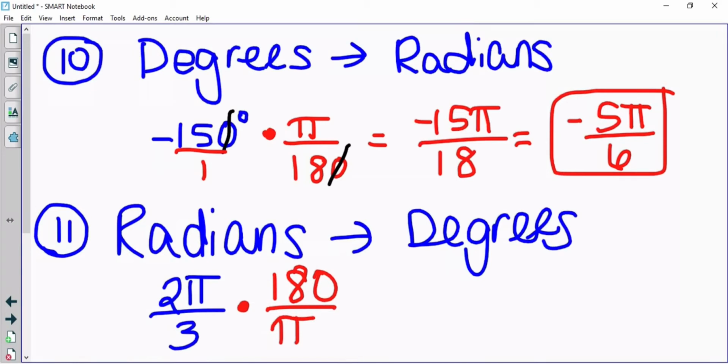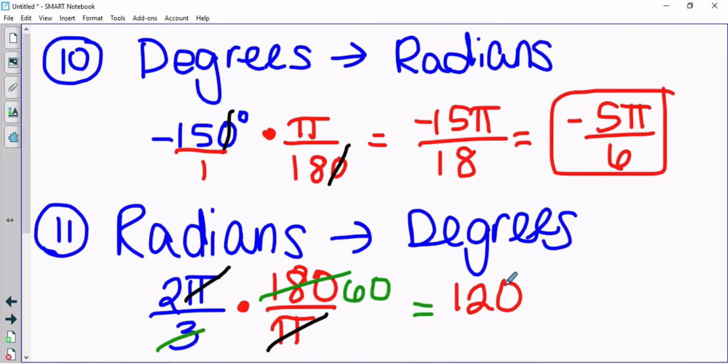And the first thing I notice here is I see a pi on the top, a pi on the bottom. Those can slash out. I'm also noticing that I have a 3 on the bottom and a 180 on the top. 180 divided by 3 is 60. So now if I multiply straight across the top, I have 2 times 60, which is 120. And I have nothing left on the bottom, so my answer is going to be 120 degrees.